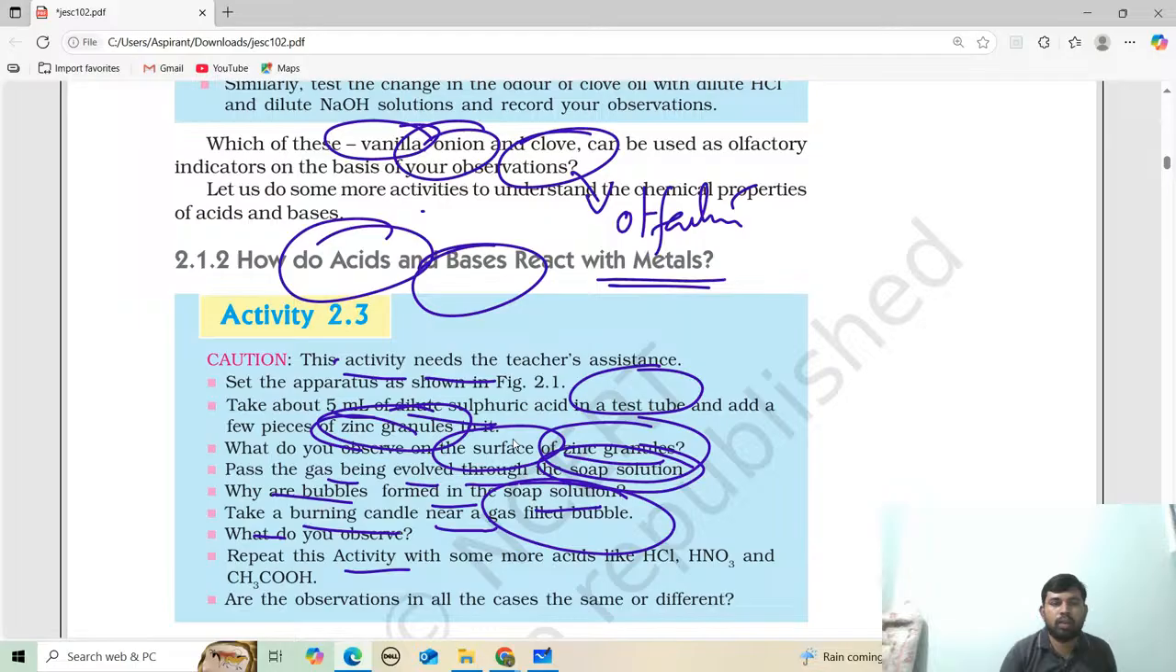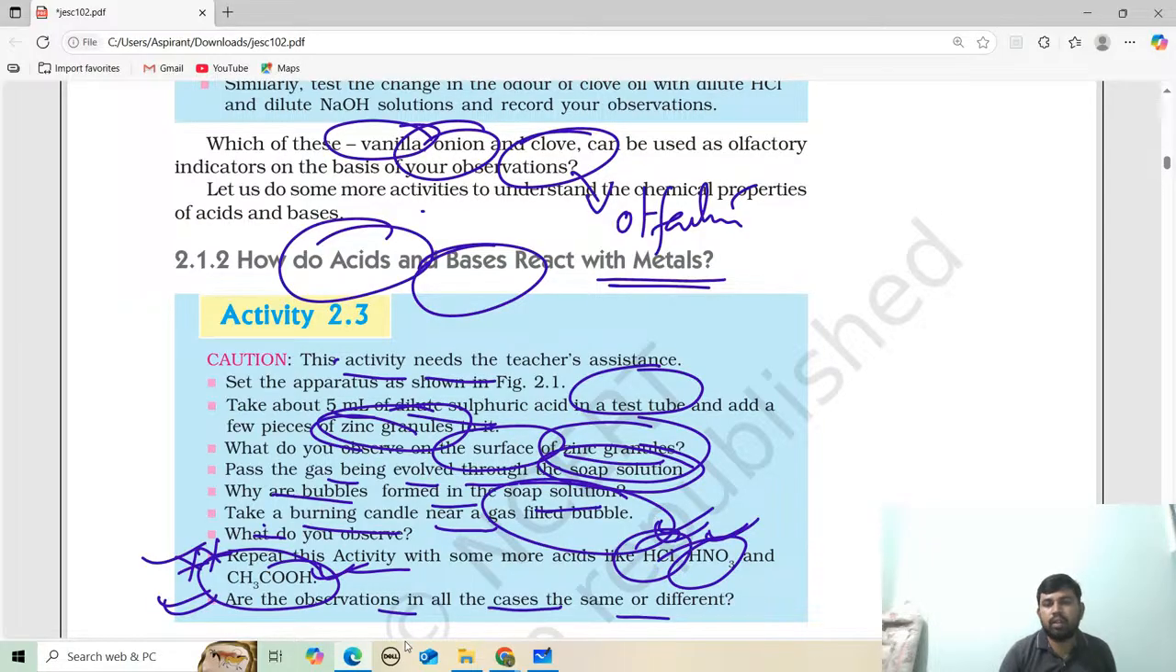This line is important. See, in the activity, the last two points are very important. They are asking to repeat the activity with HCl, HNO3, and also acetic acid. Are the observations in all the cases the same or different? This is important, so let us see it.